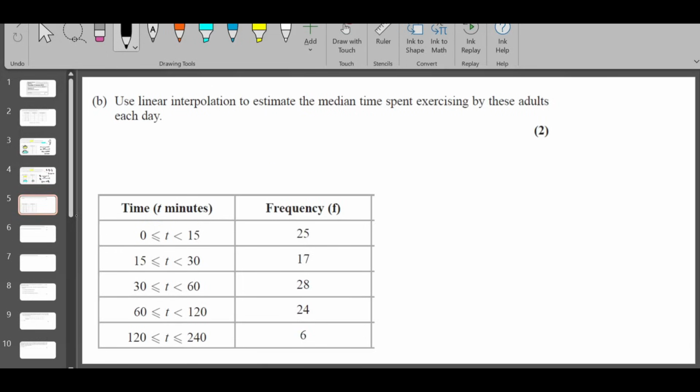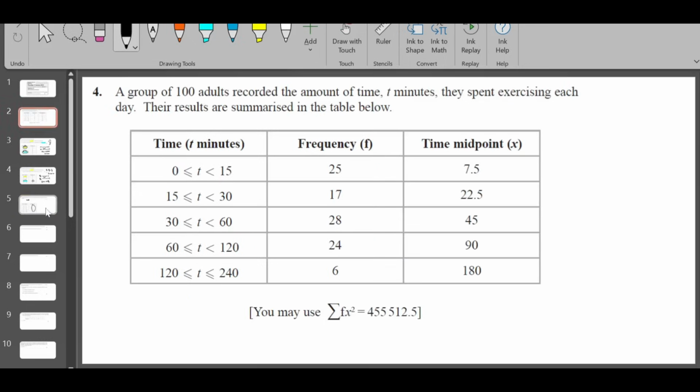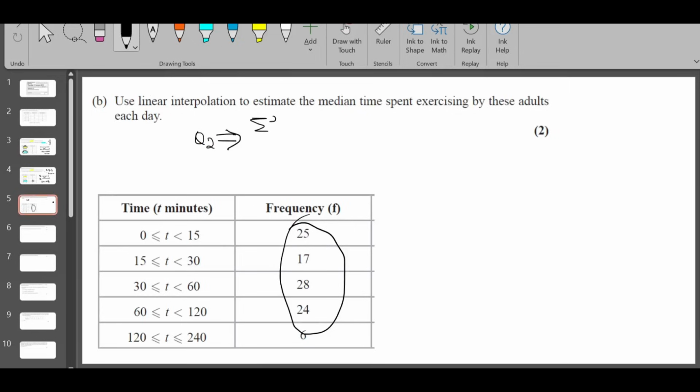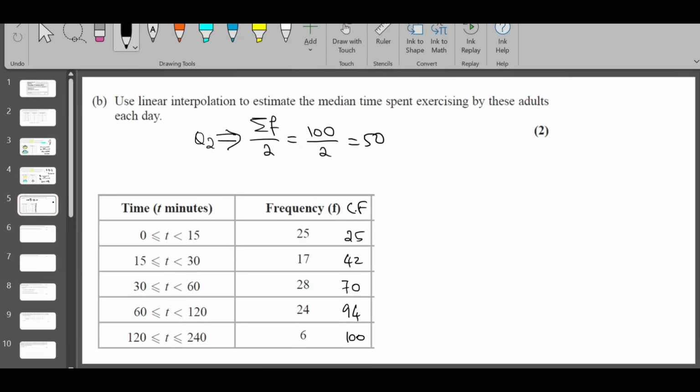Let's move on to part B. Use linear interpolation to find the median. I put the table here again. To find the median Q2, you need to divide sigma f by 2. There are 100 adults, so 100 over 2 is 50. Now write the cumulative frequency here: 25, 25 plus 17 is 42, 42 plus 28 is 70, 70 plus 24 is 94, and 94 plus 6 is 100. The last value should be 100.